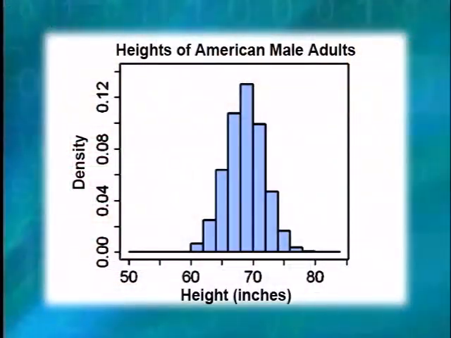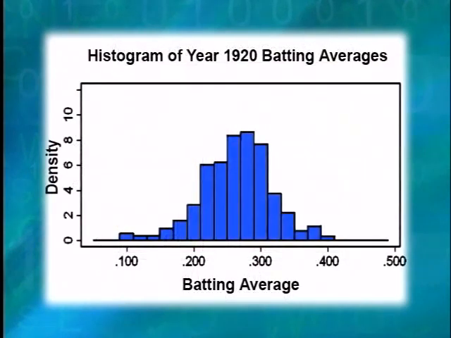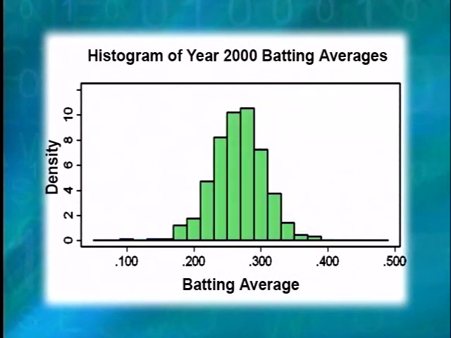So here is the first example, the histogram of the heights of adult American males. Here's the next example, the heights of American females. The next example is the histogram of the year 1920 Major League batting averages. Here's another example, the histogram of the year 2000 batting averages.